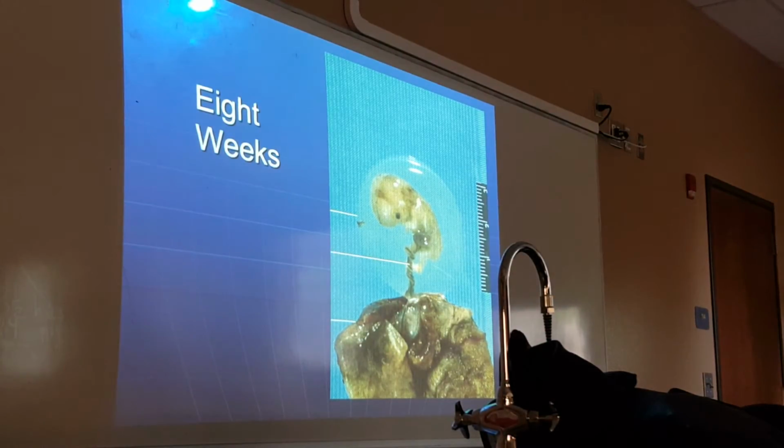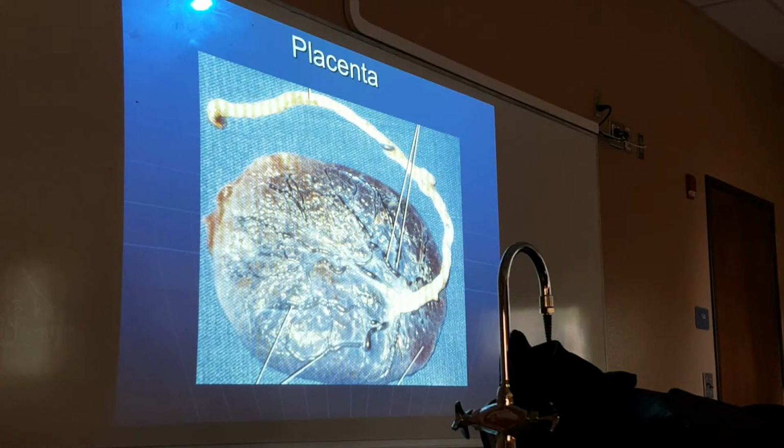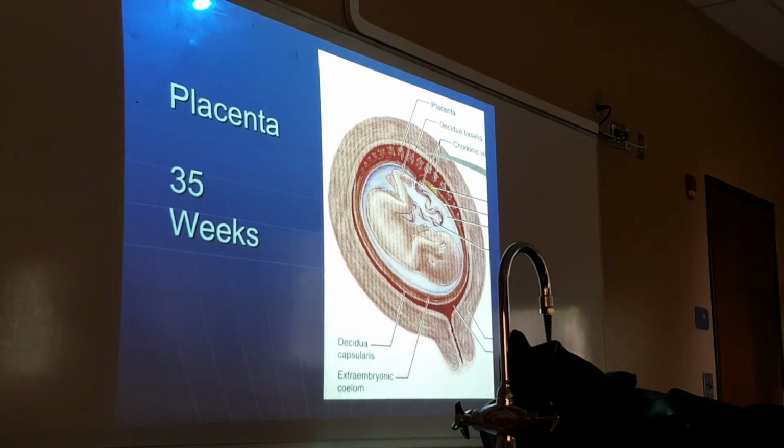Okay. 8 weeks. And here we have inches, so that you can see. This is a full-term placenta, a very elaborate structure derived from tissue from 2 different people. Okay, 35 weeks, fully developed placenta.